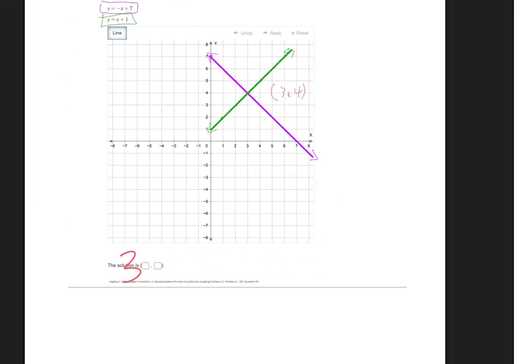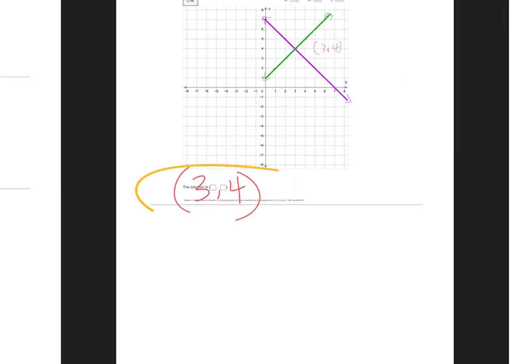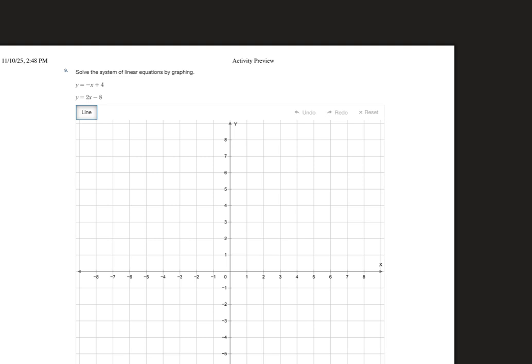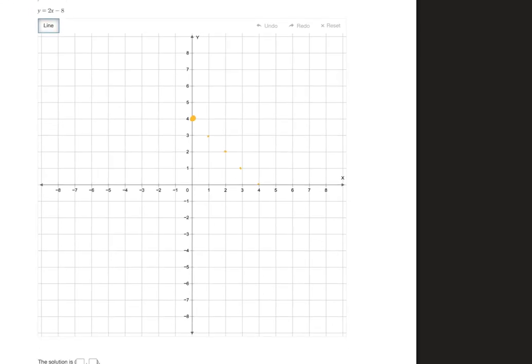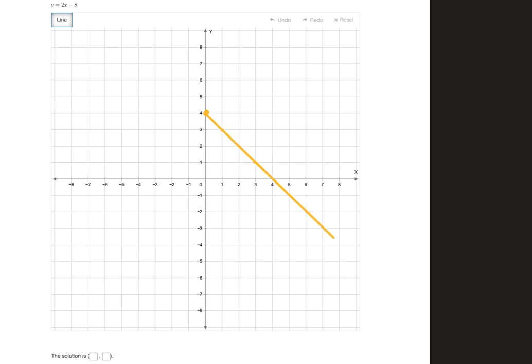Okay, so 3, 4 is what we think the solution is, but just to be sure, let's plug it in. Does 4 equal -3 plus 7? Yes. Does 4 equal 3 plus 1? Yes. So we are confirmed. That is our solution. Next, +4 is the y-intercept, and then it goes down 1 over 1 after that. Let's graph this thing. Come on. There we go. Something like that, and then something like that just in case, right?